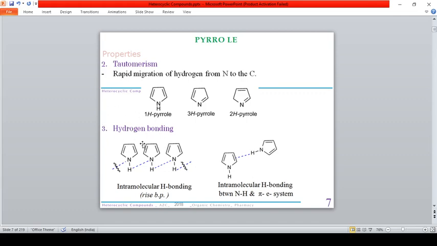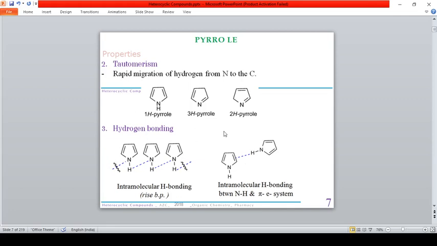Now comes hydrogen bonding. What is hydrogen bonding? It is a bond formed between a hydrogen that is attached to a highly electronegative atom and another highly electronegative atom, and that atom could belong to the same molecule or the other molecule. If it belongs to the other molecule, it is called intermolecular hydrogen bonding. The other one is intramolecular.